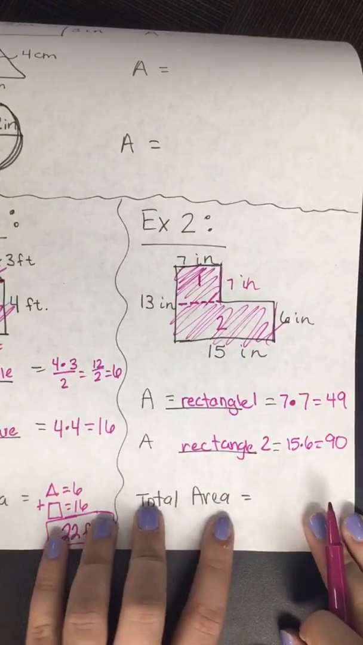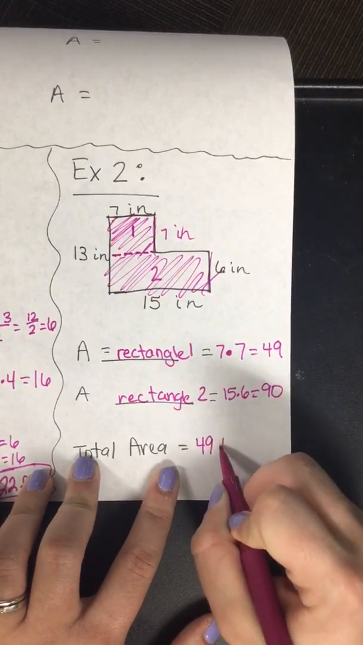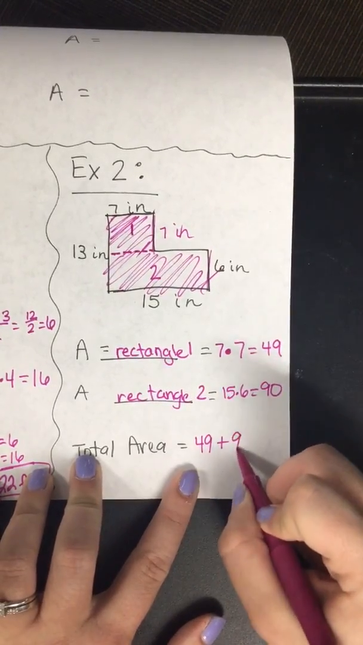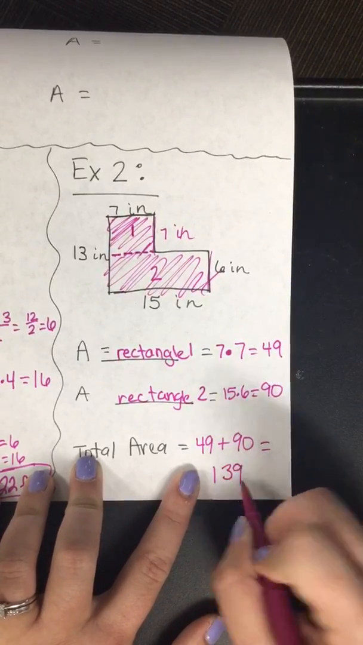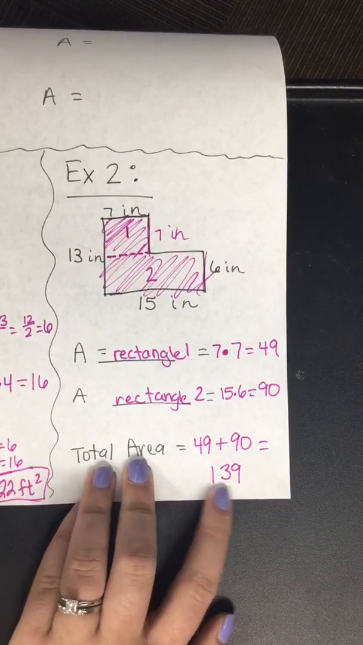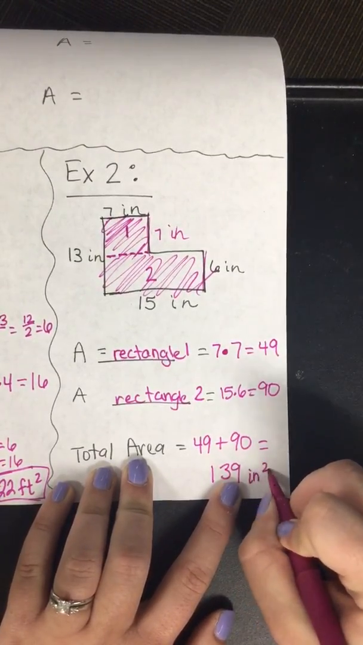So our total area, all we have to do is add. So we're going to do 49 for rectangle 1, 90 for rectangle 2, 139. Label please. What's our label? Inches squared.